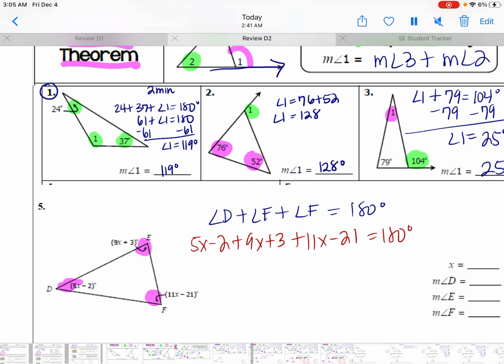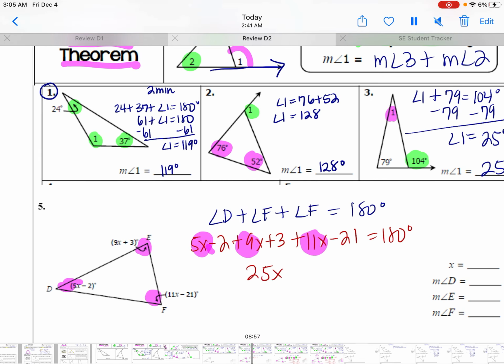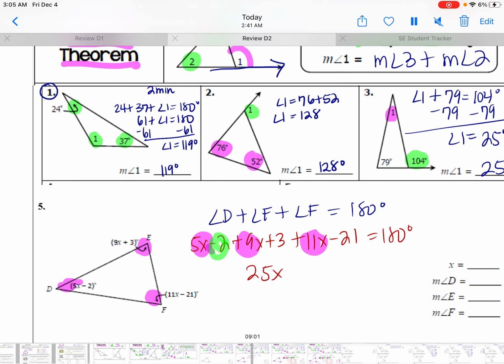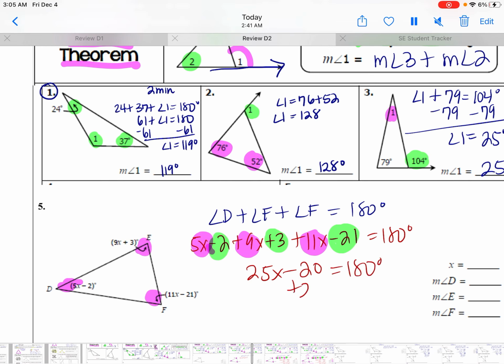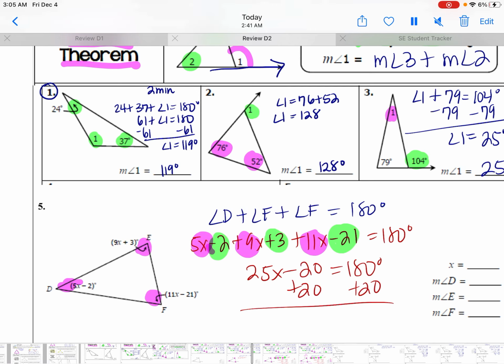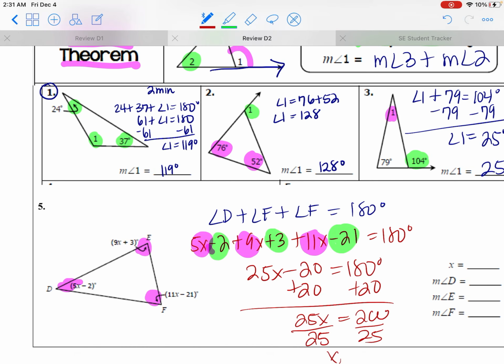So we're going to go ahead and combine like terms. 5x plus 9x plus 11x is going to give me 25x. Negative 2 plus 3 minus 21 is going to give me negative 20. All that equals 180. So here we need to get rid of the constant by adding 20. That leaves us with 25x equals 200. Divide by 25, and we get that x equals 8.